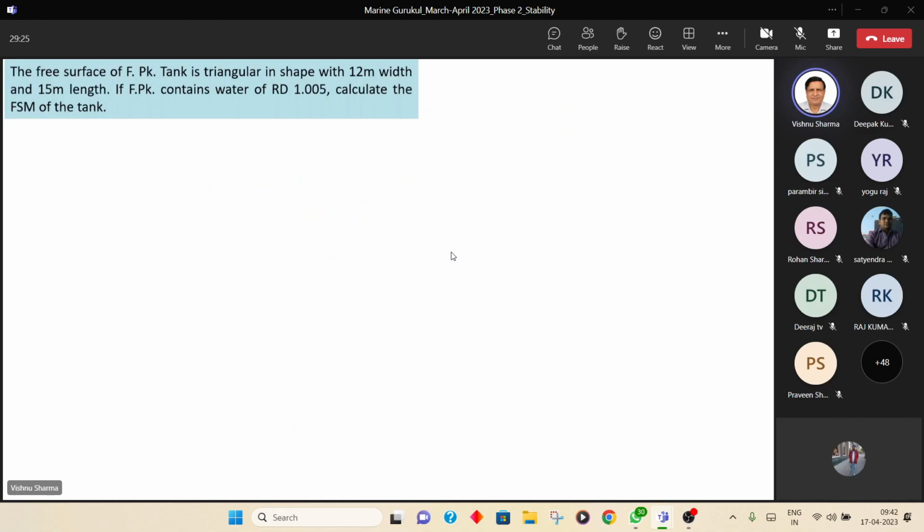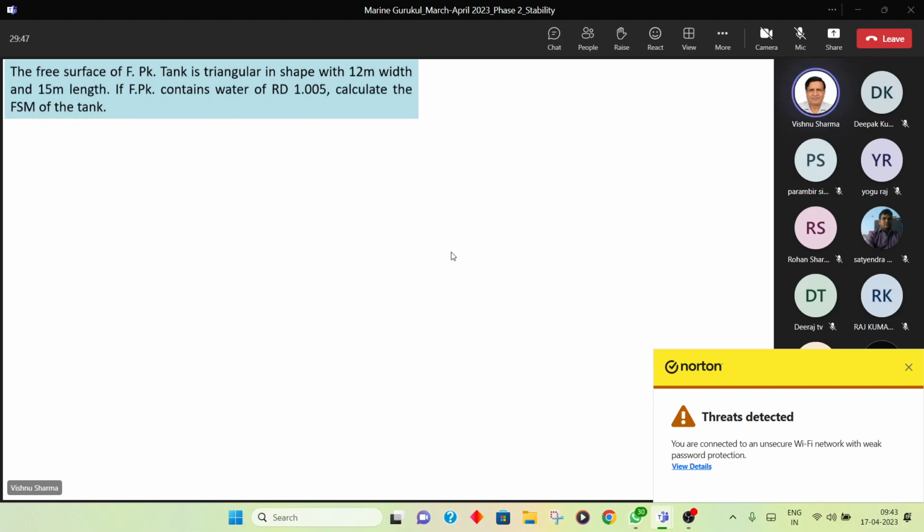The free surface of a fore peak tank is triangular in shape with 12-meter width and 15-meter length. If the fore peak contains water of RD 1.005, calculate the FSM in the tank. Please draw the free surface. Now you are not drawing the water plane, you are drawing the free surface in the tank. As per the question, please draw the shape of the free surface in the fore peak tank.